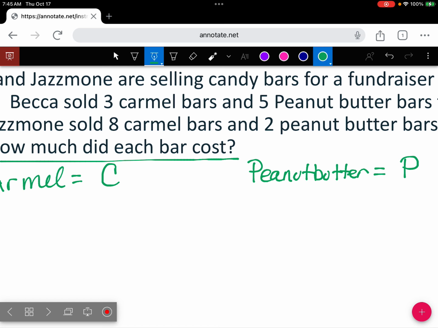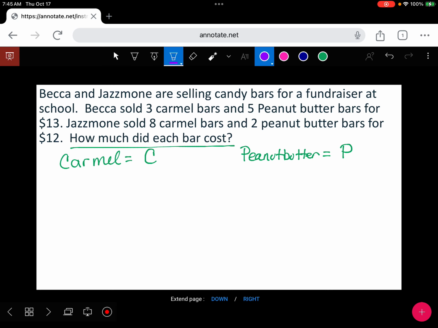When we have situations like this, look for clusters of information. Equations are written in groups of 3s. So what we have here, we have that Becca sold 3 caramel bars, 5 peanut butter bars, and a total of $13. That's 3 pieces of information. I've got 3 caramel bars, 5 peanut butter bars, and $13 total. We also have that Jasmine sold 8 caramel bars, 2 peanut butter bars, and $12. Those are going to be our 2 equations, one for each person.